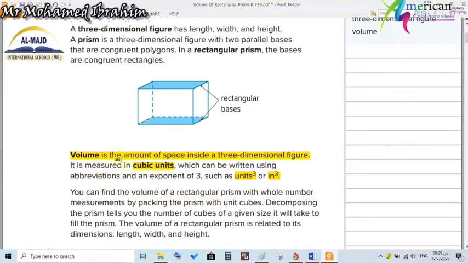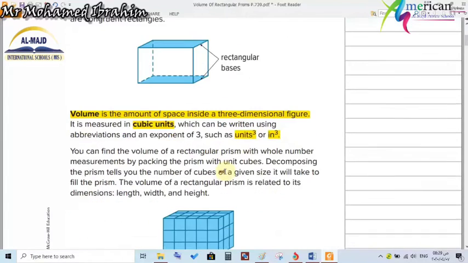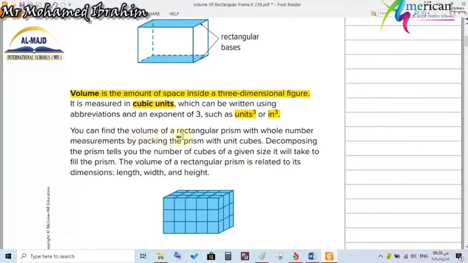What is the volume? Volume is the amount of space inside a three-dimensional figure. It is measured in cubic units. Unit power 3. For example, if it was by inch, it's inch power 3 or cubic inches. You can find the volume of a rectangular prism with whole number measurements by packing the prism with unit cubes and decomposing the prism. But I don't suggest this method.